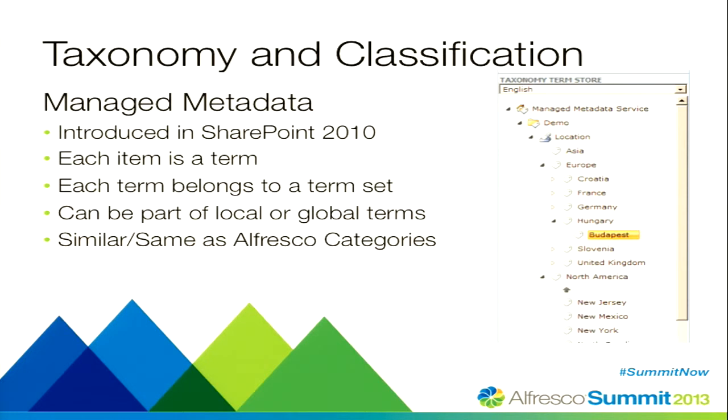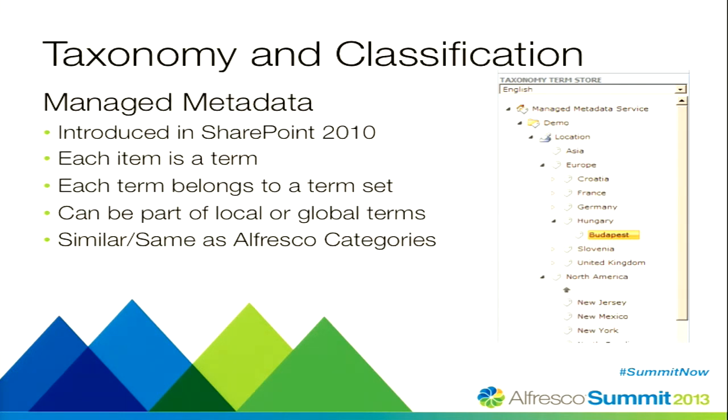Okay, so now we're starting to get a little bit more advanced. Content and properties are fairly easy. They're fairly one-to-one. There's some content modeling you have to do. But when we start talking about taxonomy and classification, now we start talking about more advanced features, and so we're starting to move up the stack a little bit. These were introduced in SharePoint 2010. They call them managed metadata, but effectively they are the same thing as Alfresco categories. So there's no real difference.